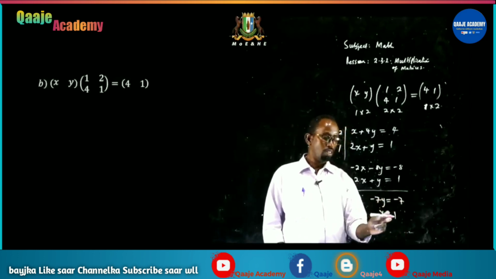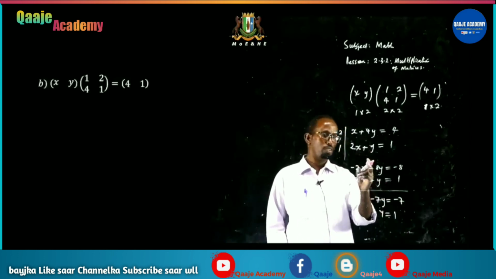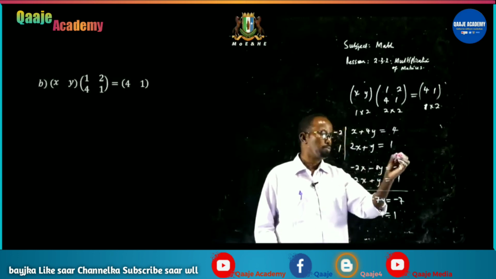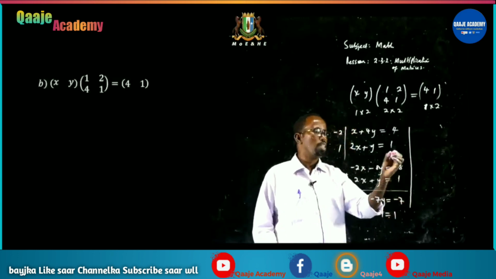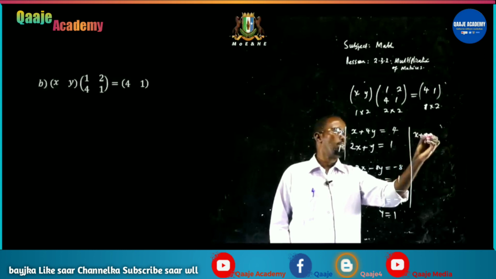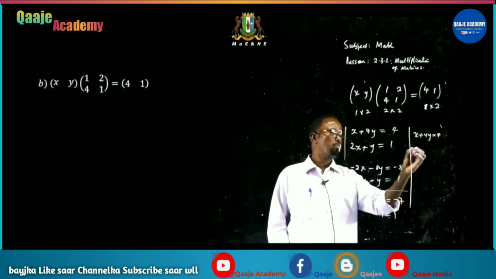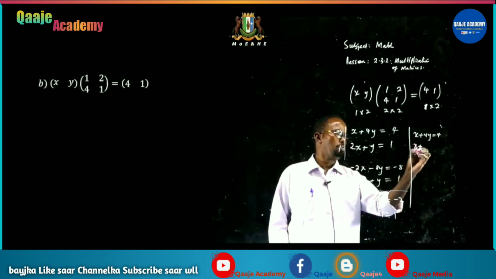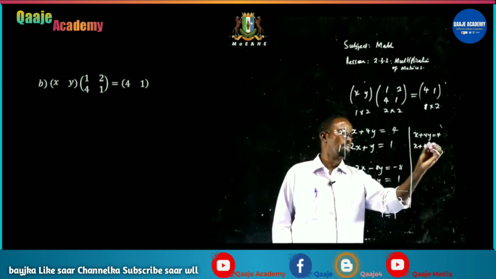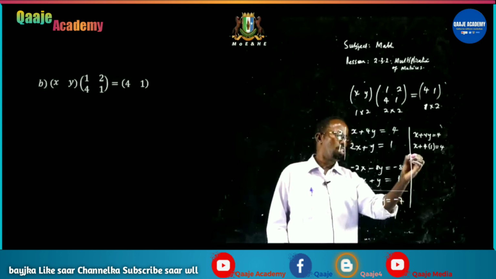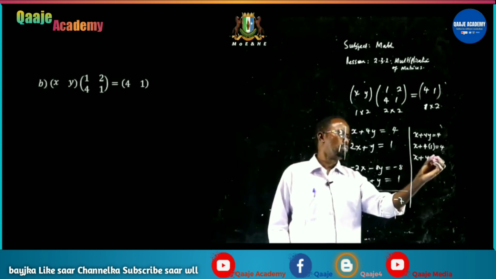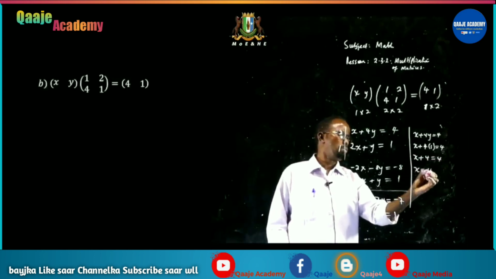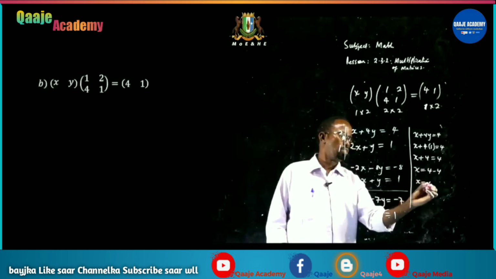Then you substitute any of these. Let me just use the first one. The first one will be x plus 4y is equal to 4. No, I mean y is 1. So x plus 4 bracket 1 is equal to 4. Then x plus 4 is equal to 4. X is equal to 4 minus 4. X is equal to 0.